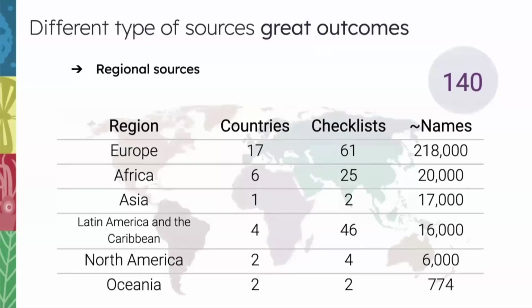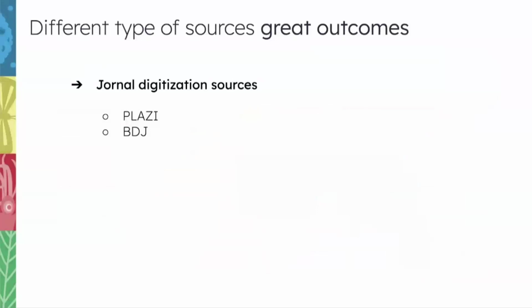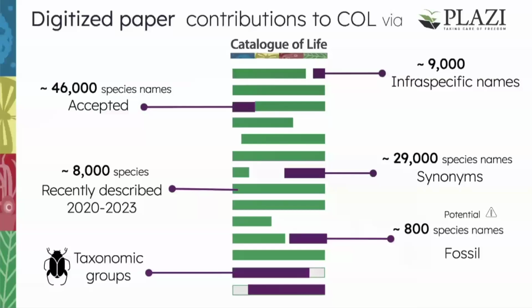Then we have sources like Plazi and Biodiversity Data Journal that are allowing us to have more information very quickly. And here I'm going to focus on Plazi because Plazi is providing 20,000 lists. There are lists that sometimes provide 1 or 2 names, but this information adds up and is helping to close all the areas of gaps that I was showing before. So it's providing now 9,000 infraspecific names, 20,000 synonyms of species names, also adding 8,000 recently described species. These are species between 2020 and 2023.